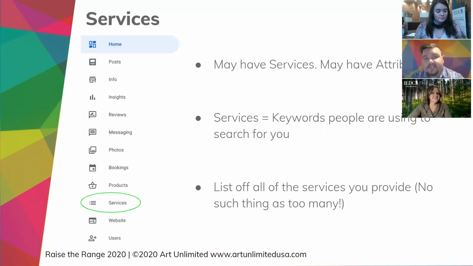Services: depending on the category that you choose, you may have the option to fill out services or not. The way you tell is when you're logged into your Google My Business listing, on the menu on the left-hand side, you would see the word services. I have it circled in green here. And if you don't have services, you have what are called attributes, which I will touch on in a couple of slides.